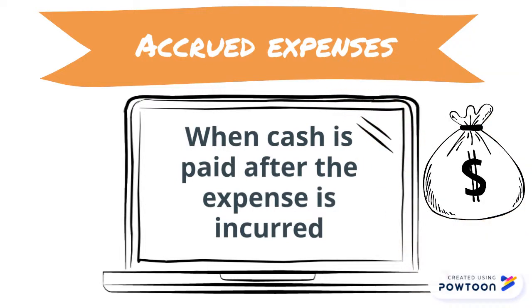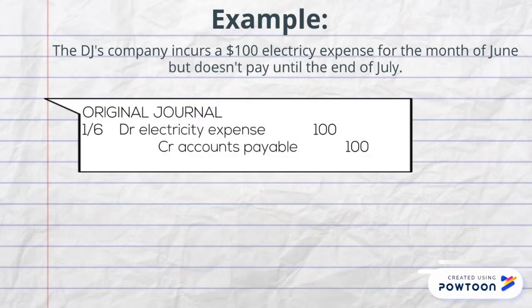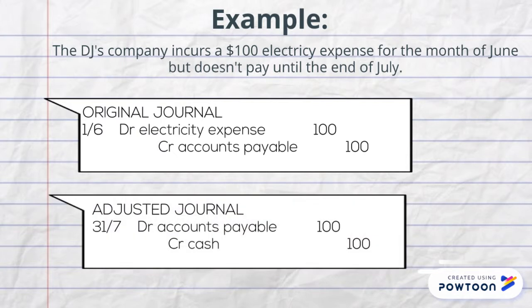Finally, accrued expense is when the cash is paid after the expense has been incurred. Let's say the DJ's company incurs an $100 electricity expense for the month of June but doesn't pay it until the end of July. The original journal entry would look like this, but on the 31st of July, once paid, it would change to this.